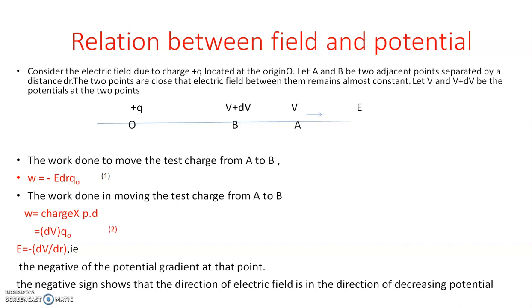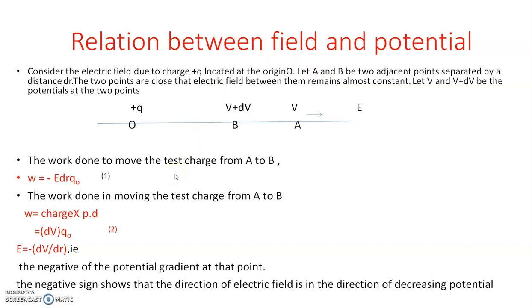Now we can write the formula of work done. Work done is equal to F dot dr, so F dr cos theta. Cos theta is cos 180. Now force can be written as Q0 into E. Cos 180 is minus 1. So you will get the expression of work done as minus E into dr into Q0.